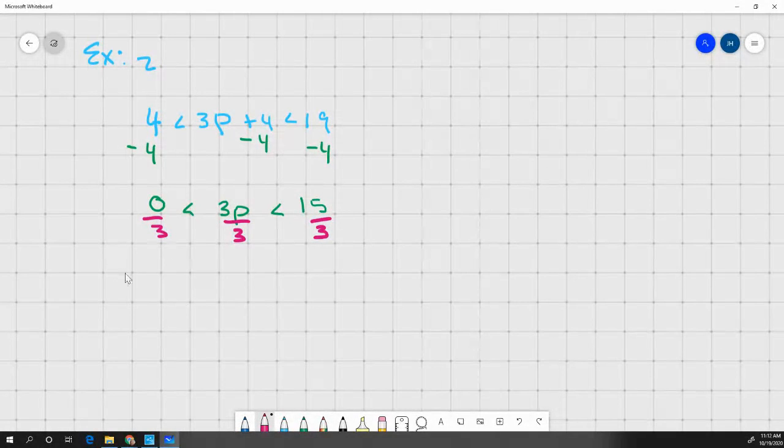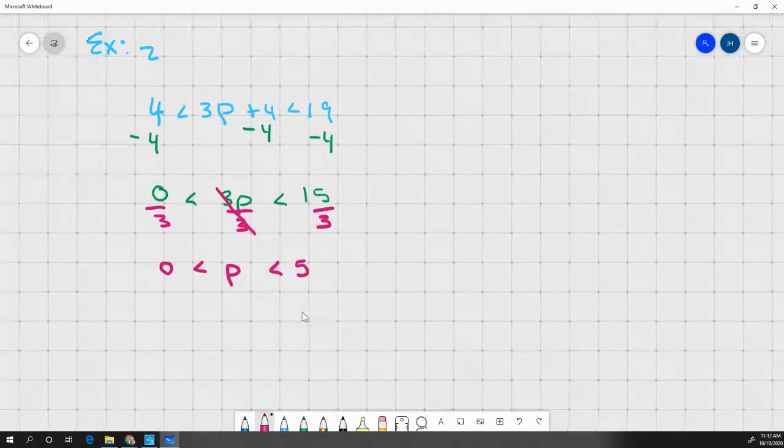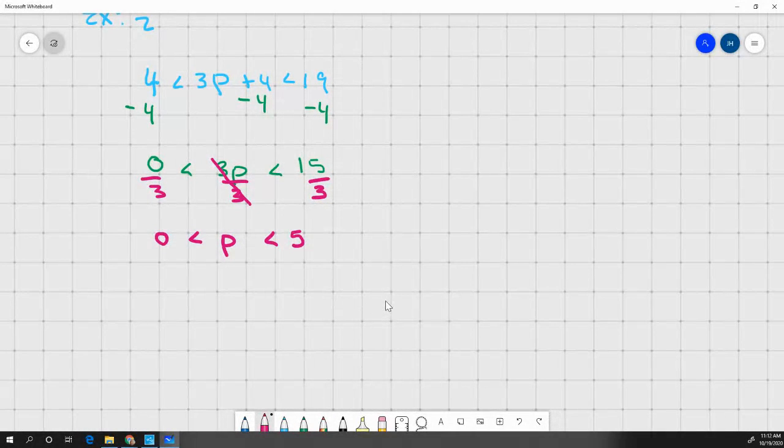Now, 0 divided by 3. Now, remember, I can divide into 0. I just can't divide by 0. I can't have 0 in the denominator, but the numerator is okay. This becomes 0, or it stays 0, I should say, is less than p, because these cancel, is less than 5. So now we already kind of have it in that form. We know that all of the solutions for p are between 0 and 5, and they don't include 0 or 5. They just go up to them, right? So here, when I put this in, I've got 0 and I've got 5.